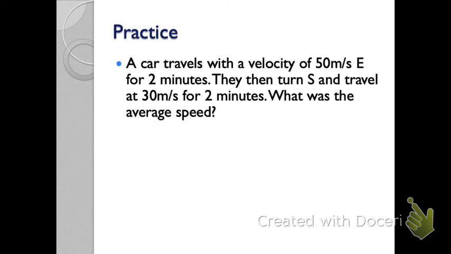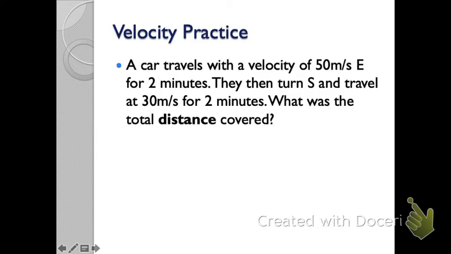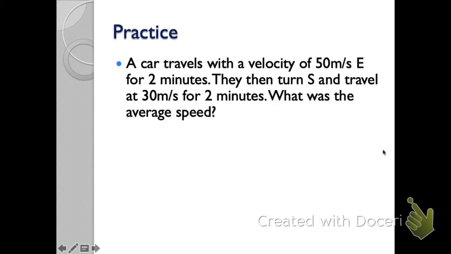A car travels with a velocity of 50 meters per second east for 2 minutes. Then it travels south at 30 meters per second for 2 minutes. What was the average speed? We looked at this problem for average velocity in the first part. If you look back at your slides, we did this exact same problem on the velocity slide, so we have some of that information already. Can you look back at that slide and see what total distance we traveled?